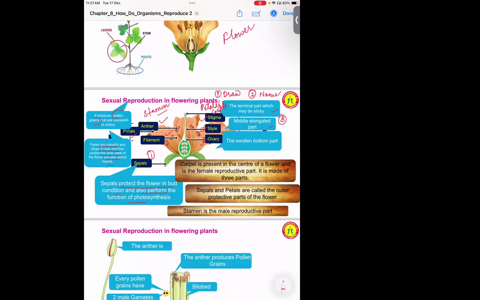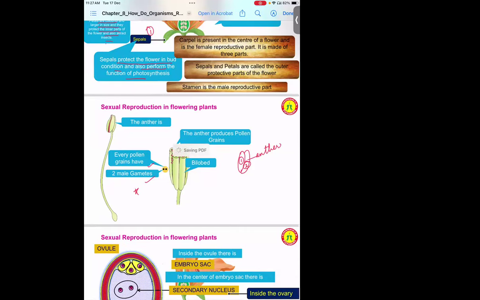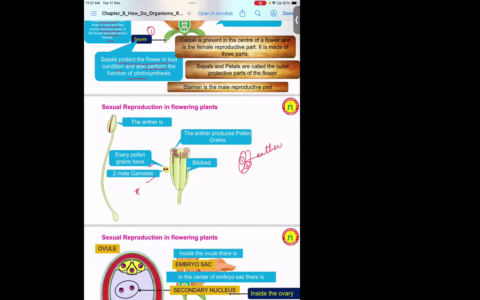the anther. You can see the top part is the anther. Here, every pollen grain has two male gametes. Very, very important. They do not have one. The pollen grain has two male gametes. And they are a bilobed structure. See, like this. These anthers are like this, bilobed. They have two lobes. This is the first lobe. This is the second lobe. That is why we call them a bilobed structure. And the down part is the filament, like this.